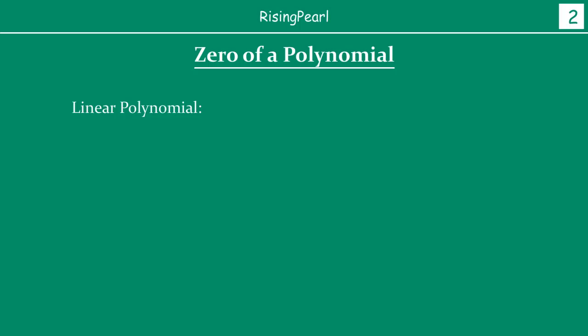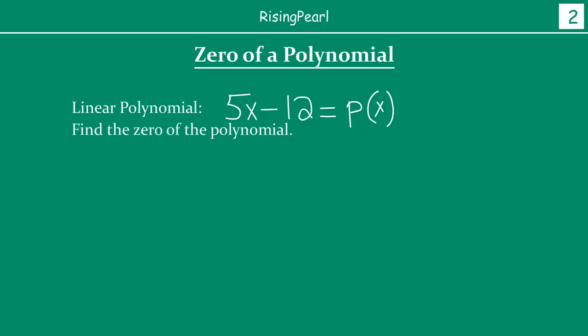So let's first write a polynomial. Let's say we do something like 5x minus 12. This is a polynomial, so we write the polynomial as p(x) equal to this. I kind of wrote it reversed, but I think you get the point. So now what we want is to find the 0 of this polynomial. So how do we do that?